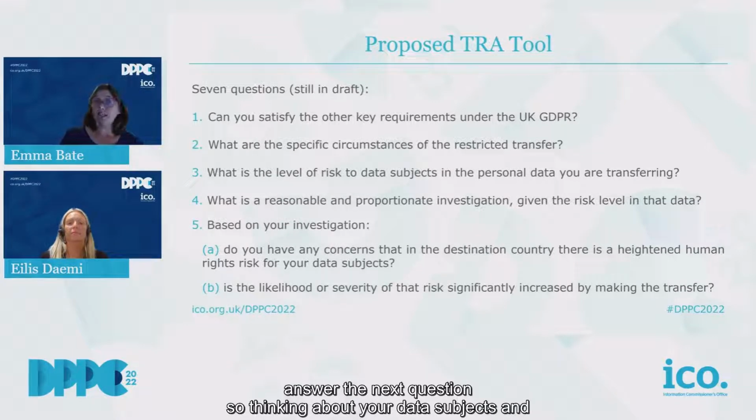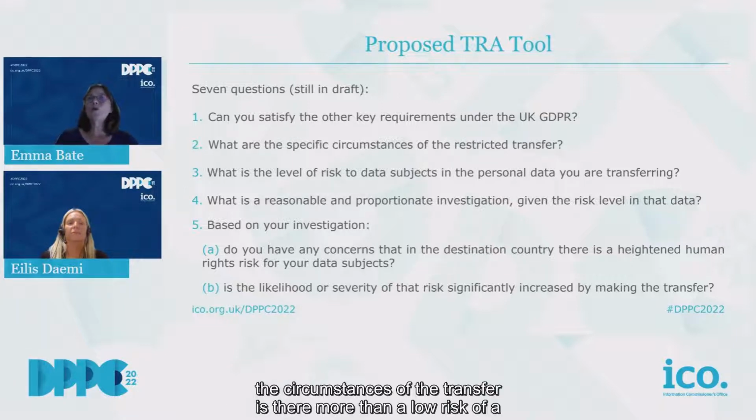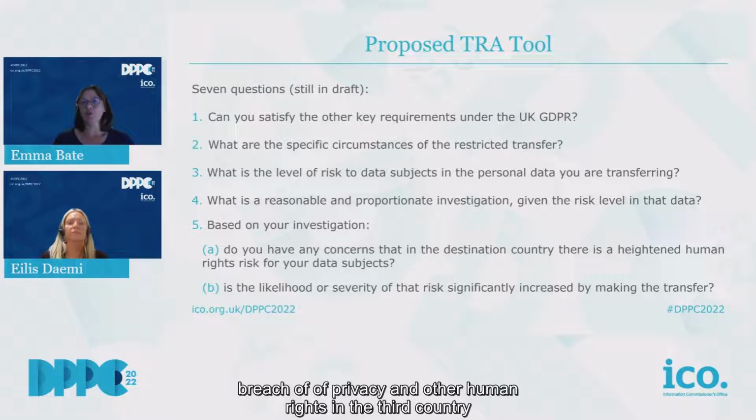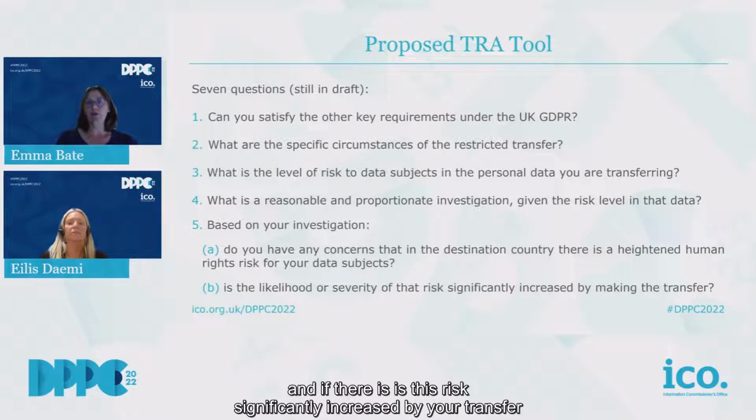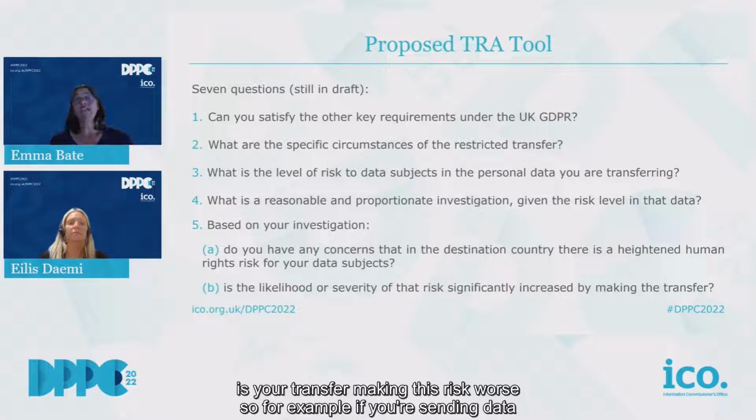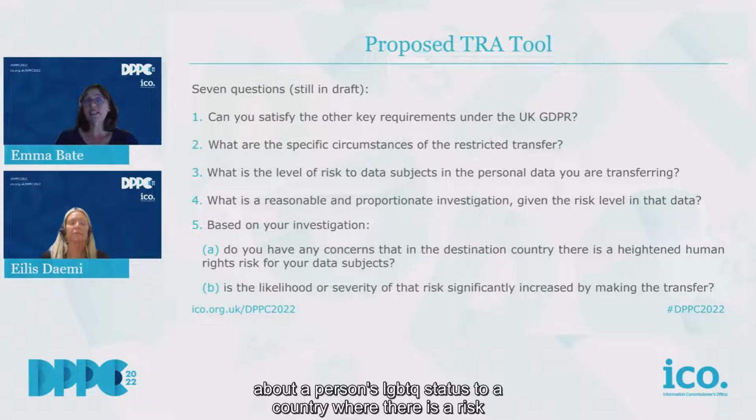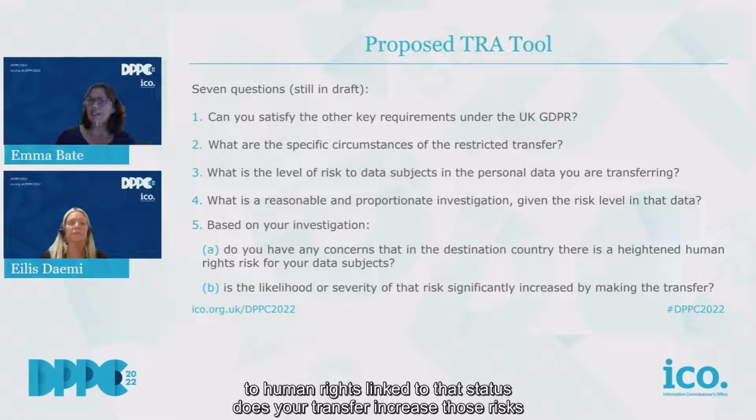So thinking about your data subjects and the circumstances of the transfer, is there more than a low risk of a breach of privacy and other human rights in the third country? And if there is, is this risk significantly increased by your transfer? Is your transfer making this risk worse? So, for example, if you're sending data about a person's LGBTQ status to a country where there is a risk to human rights linked to that status, does your transfer increase those risks for those data subjects?